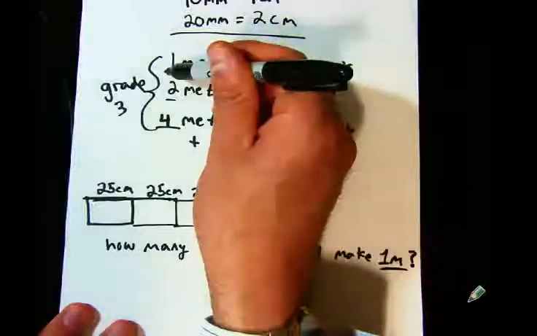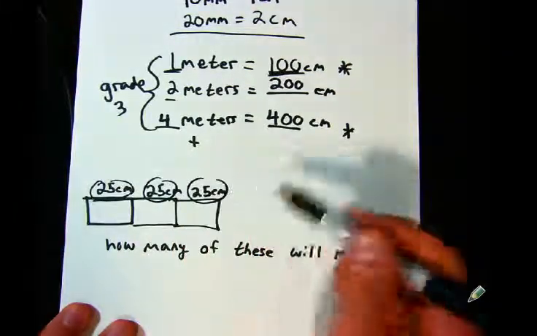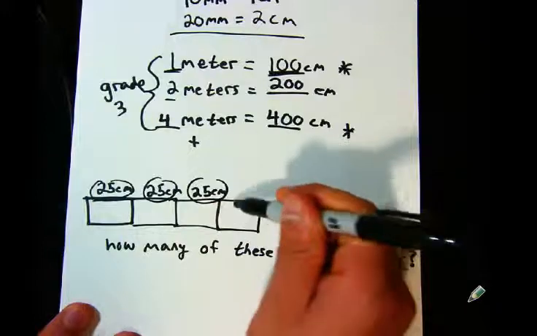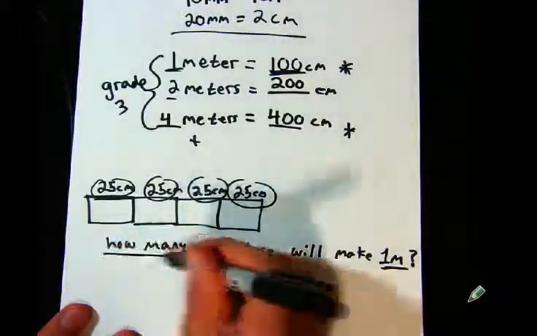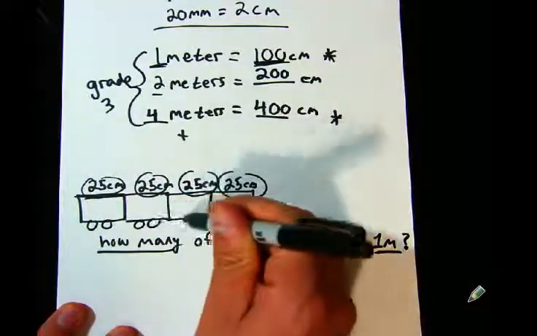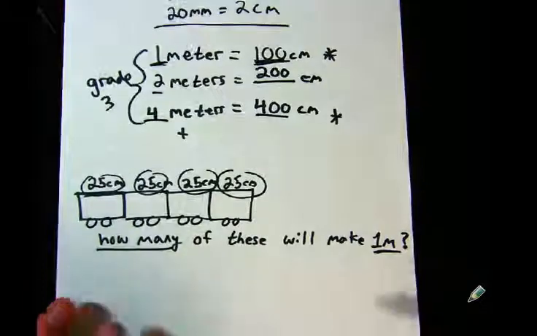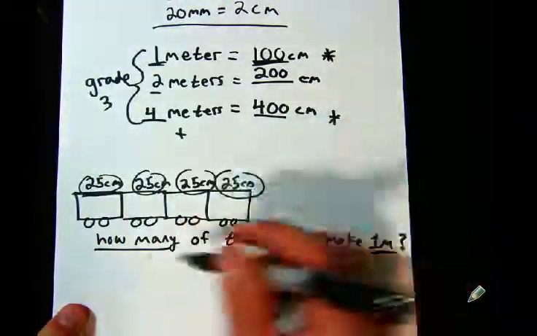Well, we know that a meter is 100 centimeters. This is 25, 50, 75. So I need to go one more here. And that makes, now I've got my 100. So how many of these things, and they could be anything, toy trains or little toy cars, marshmallows, doesn't matter, how many of them will make a meter? You're going to need 4 of them.